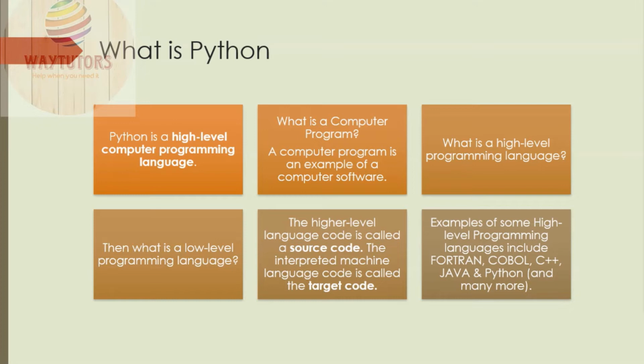We should also remember that higher level language code is called a source code. The interpreted machine language code is called the target code. And we have a list of examples of high level programming languages. They include Fortran, COBOL, C++, Java, and Python, and many more are included there.